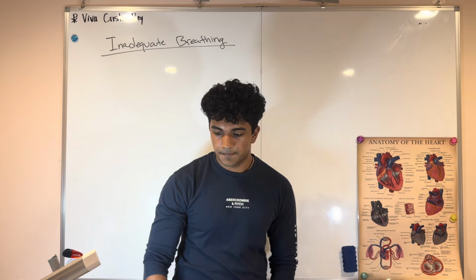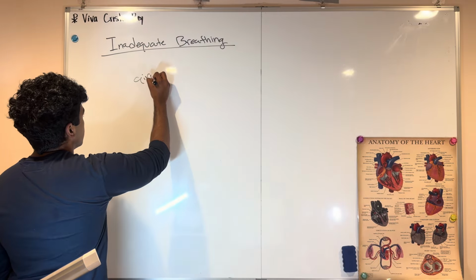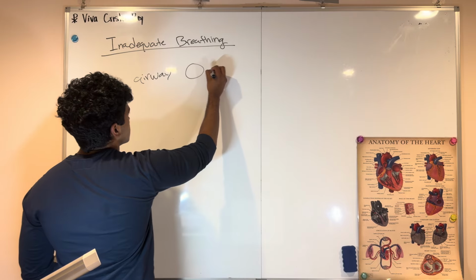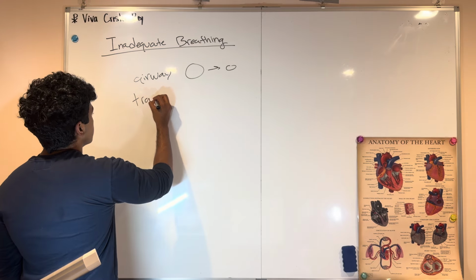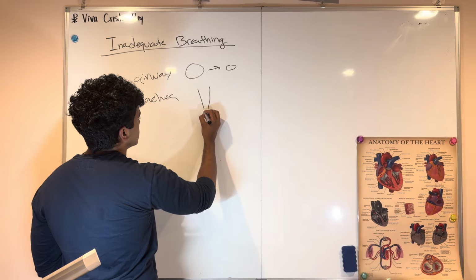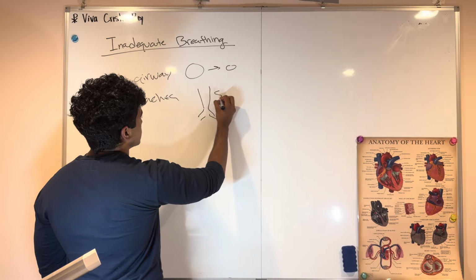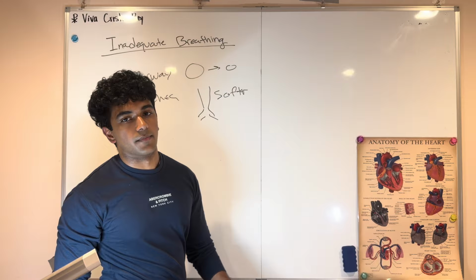So let's get into that. So real quick, the airway is smaller, obviously. The trachea, which is your windpipe that goes down into your bronchi, is softer, and it's more likely to be hurt or moved around by trauma.